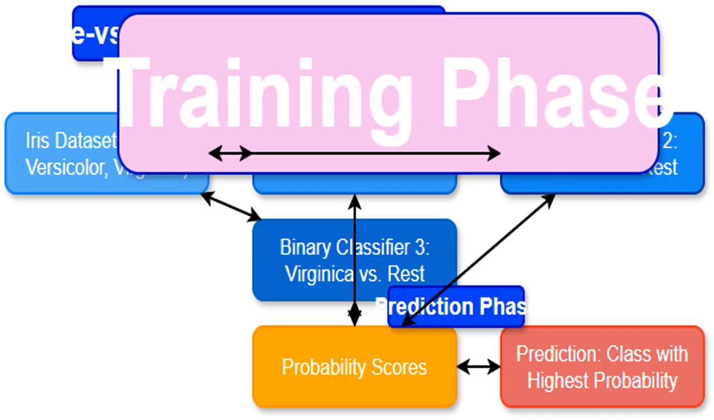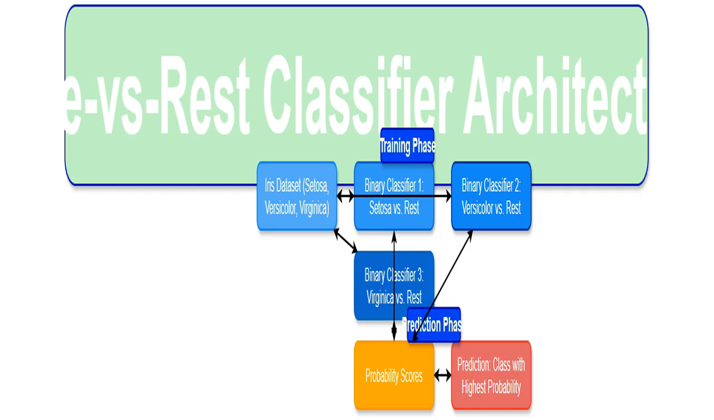Each binary classifier, one for each iris species versus the others, outputs a probability score. This score represents the likelihood of an iris flower belonging to that specific species based on its features. The famous iris dataset contains measurements: sepal length, sepal width, petal length, petal width, for three different species of irises: setosa, versicolor, and virginica. These measurements are used as input features to train and test the model.